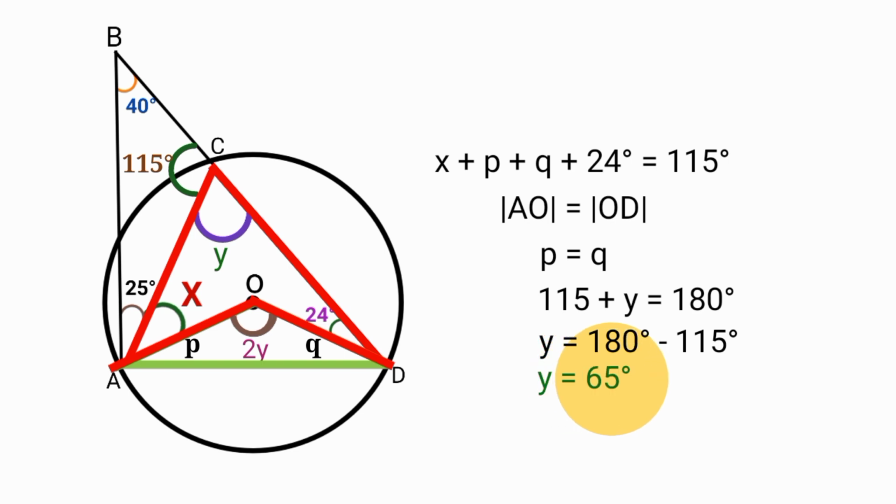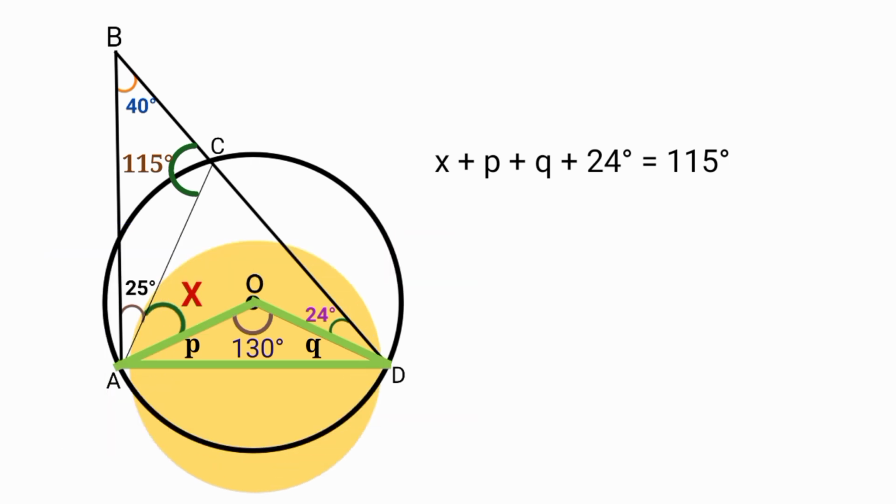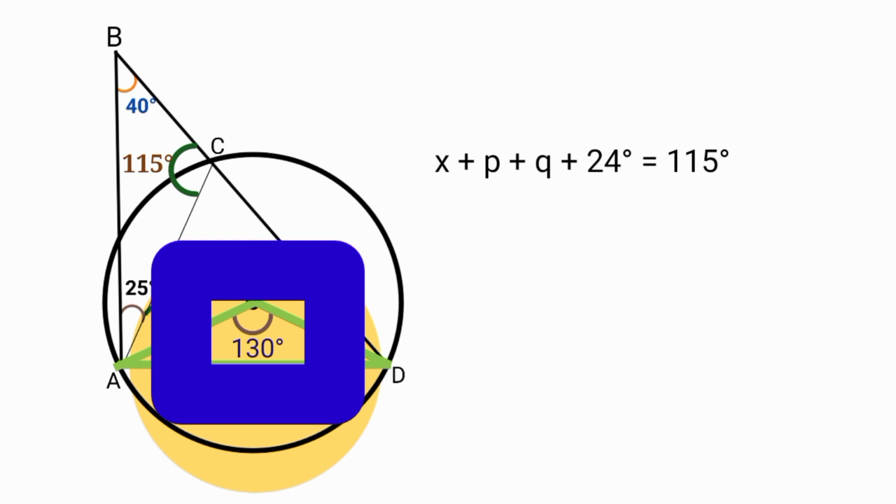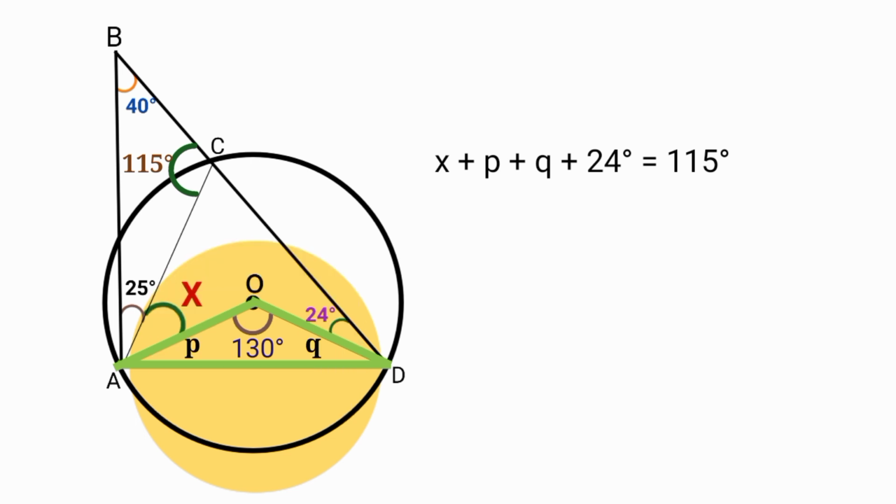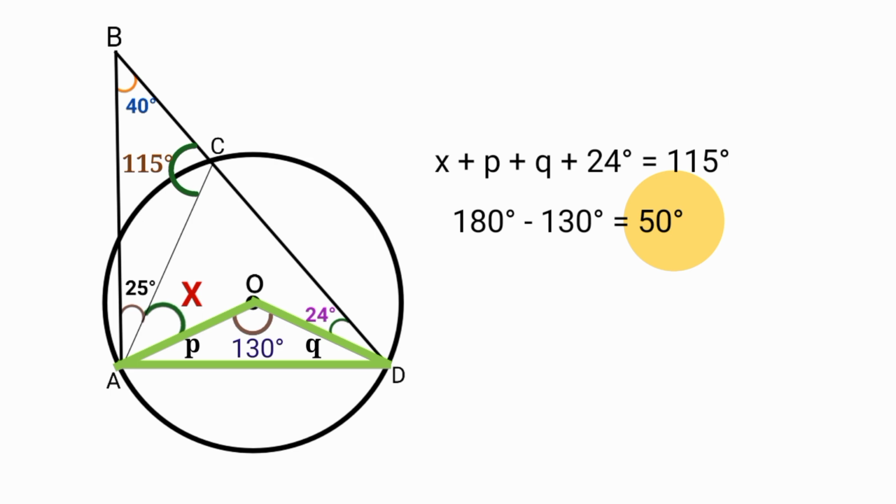Since the value of y is equal to 65 degrees and the size of this angle is equal to 2y, this angle will be equal to 2 times 65, which is equal to 130. Now we got this angle here to be 130. Coming back to this triangle as a whole, since this angle is 130, to find the values of P and Q, we subtract 130 from 180. Now 180 degrees minus 130 is 50 degrees. So therefore P plus Q is equal to 50 degrees.